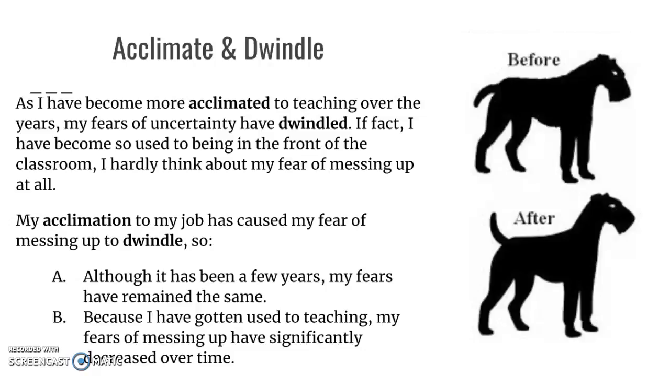Acclimate and dwindle. As I have become more acclimated to teaching over the years, my fears of uncertainty have dwindled. In fact, I have become so used to being in the front of the classroom, I hardly think about my fear of messing up at all. My acclimation to my job has caused my fear of messing up to dwindle, so, although it has been a few years, my fears have remained the same. Because I have gotten used to teaching, my fears of messing up have significantly decreased over time.